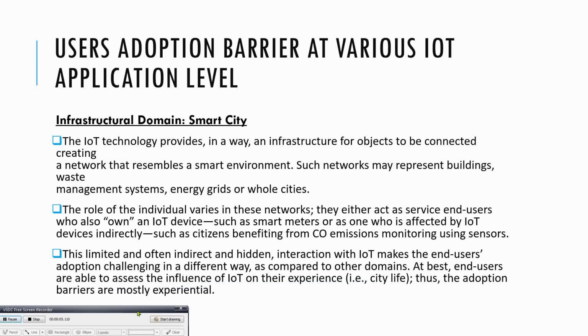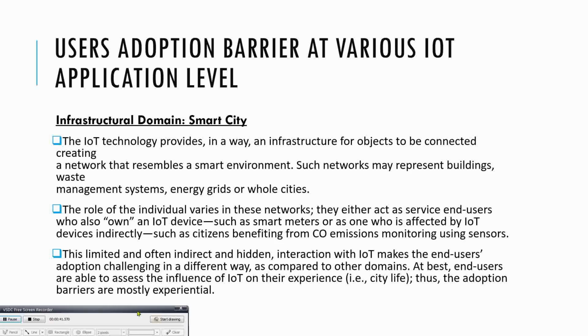In the second part of the lecture, I would like to explain the user adoption barrier at various IoT application levels. Okay, I have taken different application levels and explained the parameters which we have discussed in the different domains. Firstly, I have taken the infrastructural domain, in which I have taken the example of smart city.